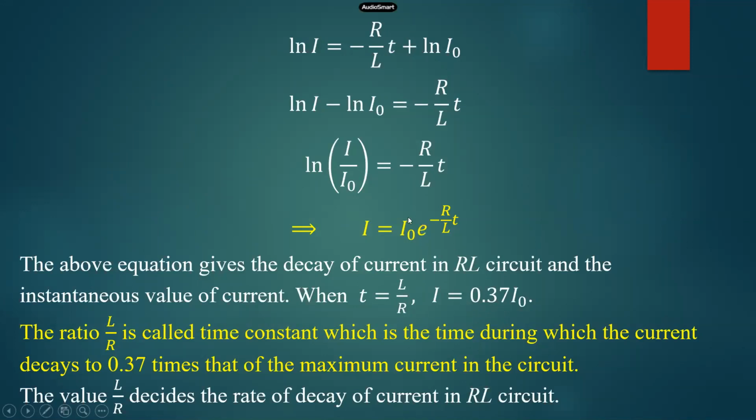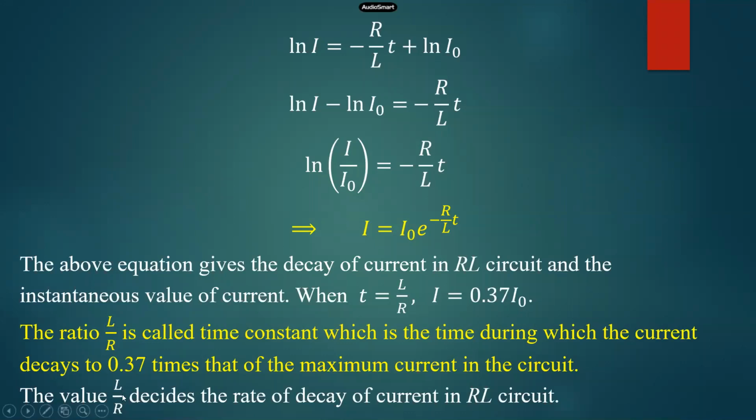Okay, where I0 is the maximum current. So this ratio L by R is called the time constant of the RL circuit, which is defined as the time during which the current decays to 0.37 times that of the maximum current in the circuit. Okay, so current falls to 0.37 times.